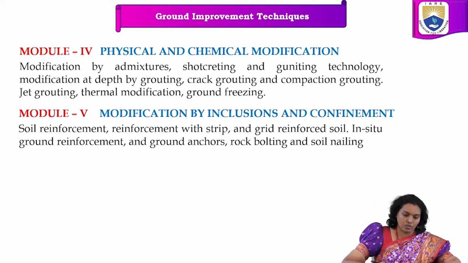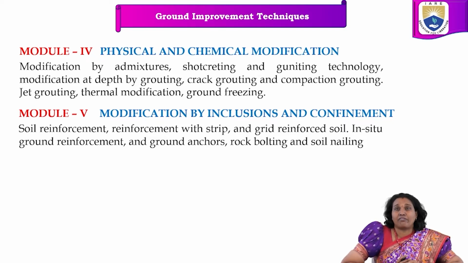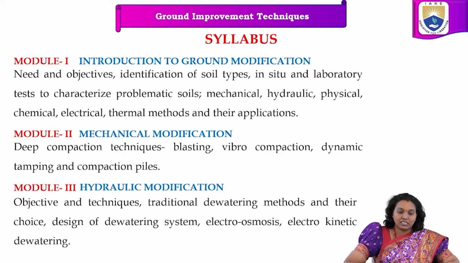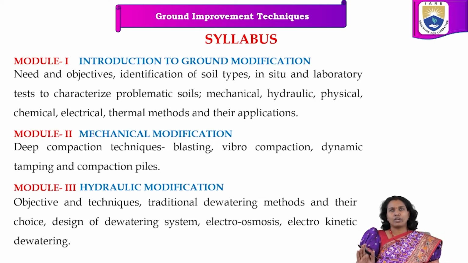Coming to module 5, modification by inclusions and confinement. In this, we have to understand soil reinforcement, ground reinforcement, ground anchors, rock bolting, and soil nailing. These are all we are going to understand in module 5. Overall, this is the syllabus which we are going to cover in our ground improvement techniques course.